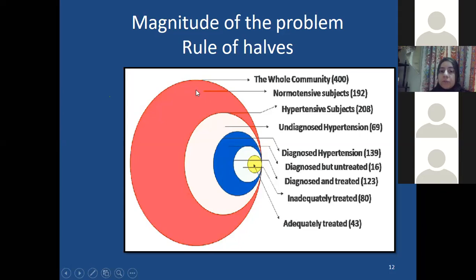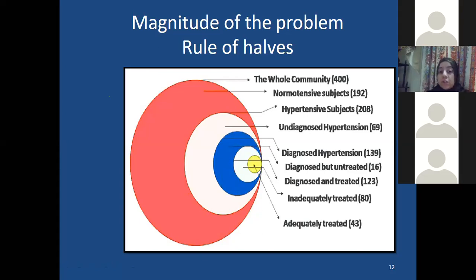Then within this community, there are certain people that are denoted by this red portion in the circle that are normotensive. They're not too many, because then you have this inner circle, there are people who are hypertensive. And amongst those hypertensive people, there's a huge chunk of people who are undiagnosed, who have hypertension, but they are not diagnosed. Then there are certain people who are diagnosed, showing this blue border, and within this blue border you have this blue circle. This is denoting people who are diagnosed but not treated. Now this inner boundary denotes the people who are diagnosed and treated, a very small number of people.